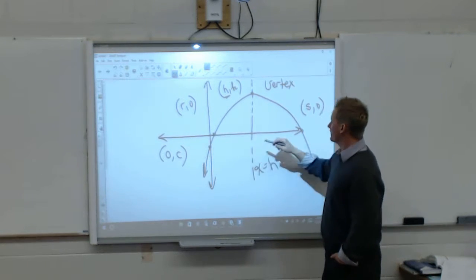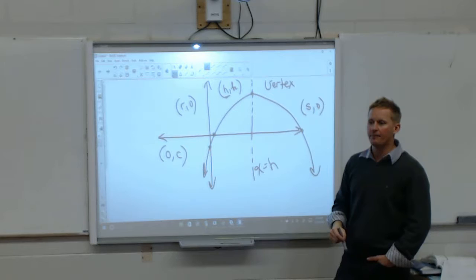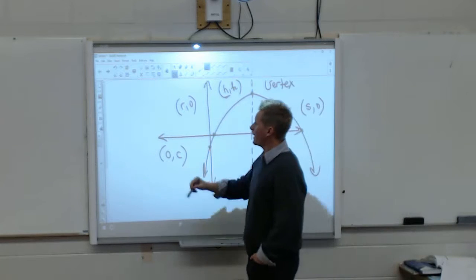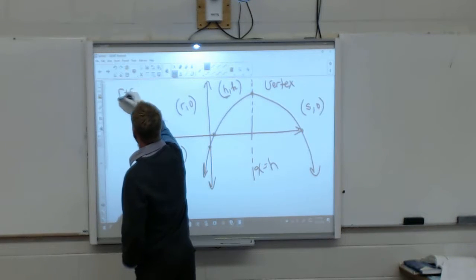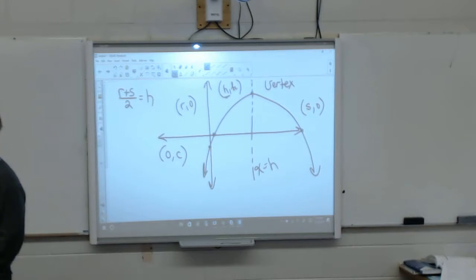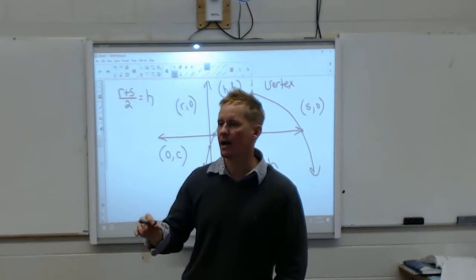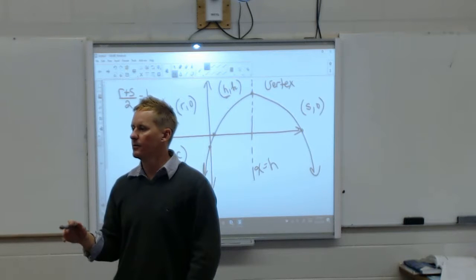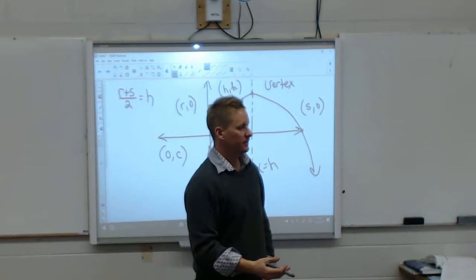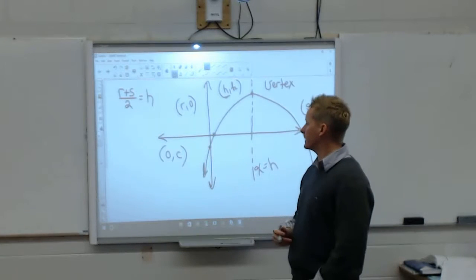So what does that mean? Well, it means that if I know that the distance from here to here is r plus s, if I divide it by 2, that's going to give me the h value of the vertex. So if I go r plus s and I divide it by 2, that's going to give me the h value of the vertex. That's going to give me the x value of the vertex. Okay? So what I'm doing right now is I'm setting you up to being able to find the equation of one of these parabolas if you're given the graph. It's going to help us find out what the actual equation of this graph is.